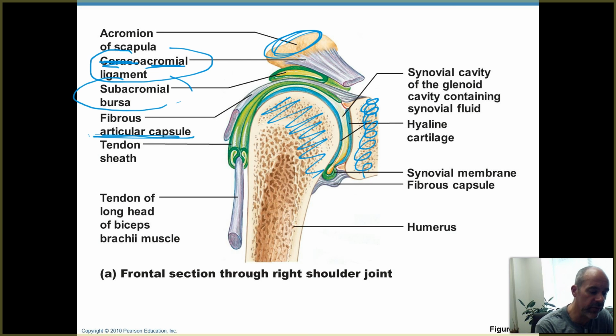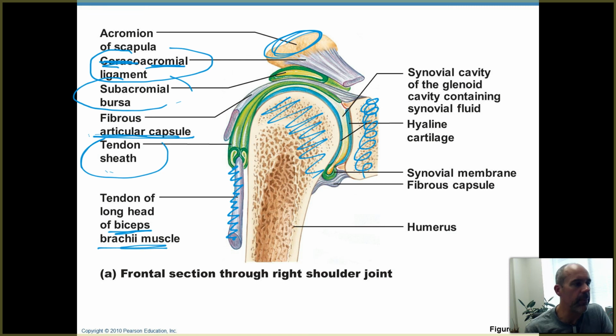Another thing you have at the shoulder joint here as well, these tendon sheaths, and what tendon sheaths are, they are fibrous connective tissue coverings. They're basically like large bursae that are wrapped around tendons. There's a tendon right there. That's a tendon that's connected to the biceps brachii muscle in the upper arm, which is better known as the biceps muscle in common everyday language.